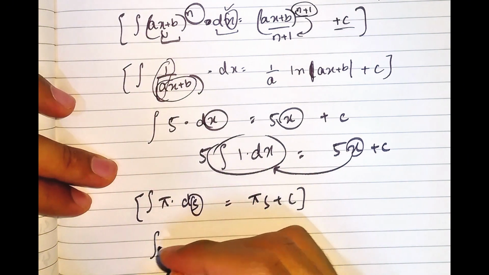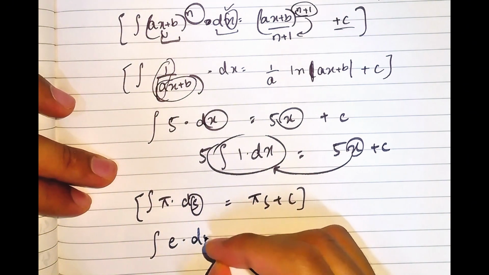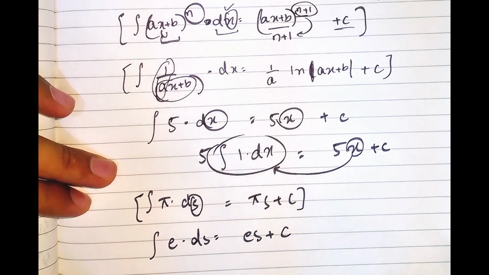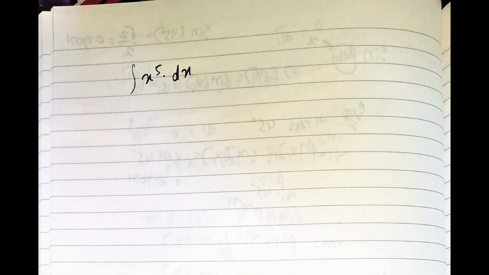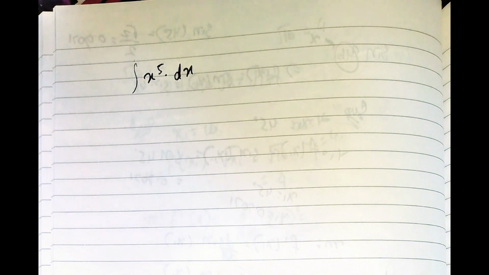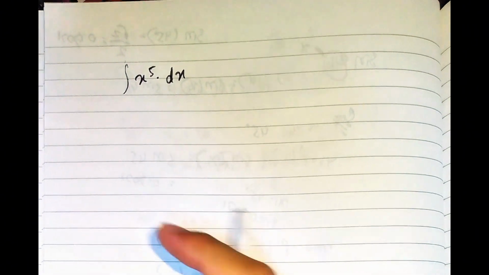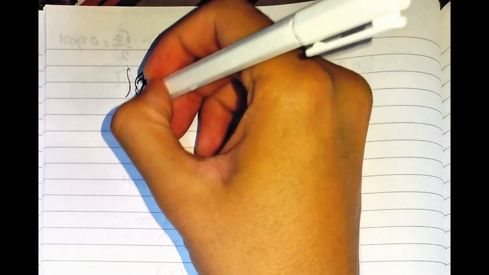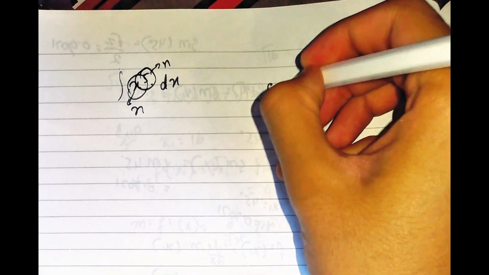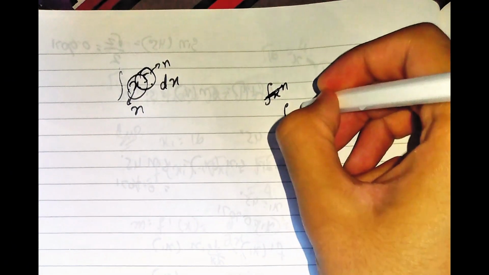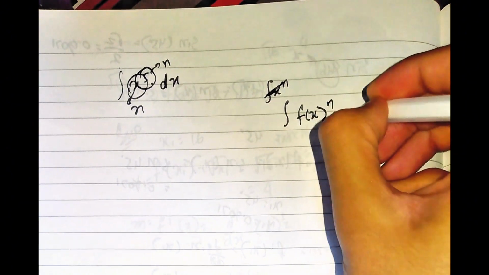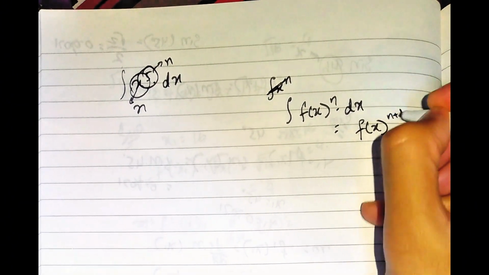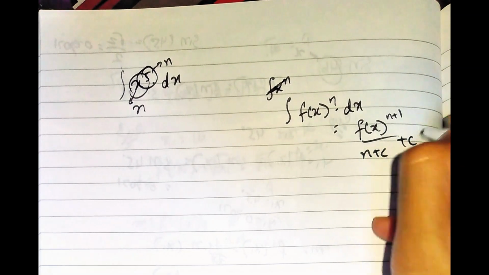Then where we have e to the power s with respect to ds, of course it would be e to the power s plus c. Okay, now let's try some examples. The first example is to integrate x power 5 with respect to dx. So this is n and this is my function x. We can use the property that the integration of f(x) power n with respect to dx can be written as f(x) power n plus 1 divided by n plus 1 plus the constant of integration.